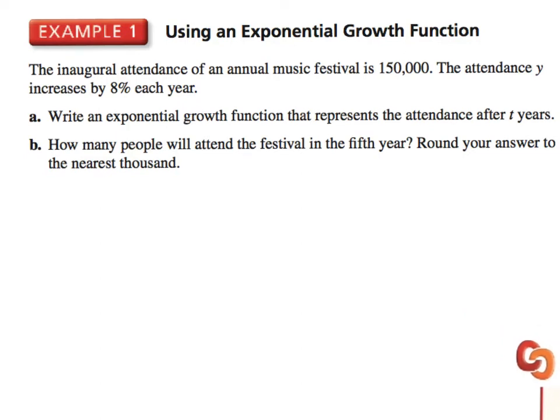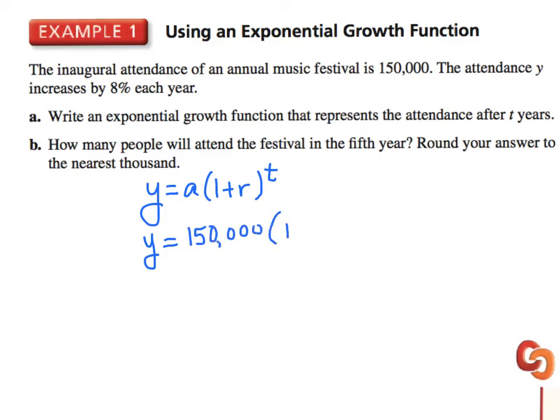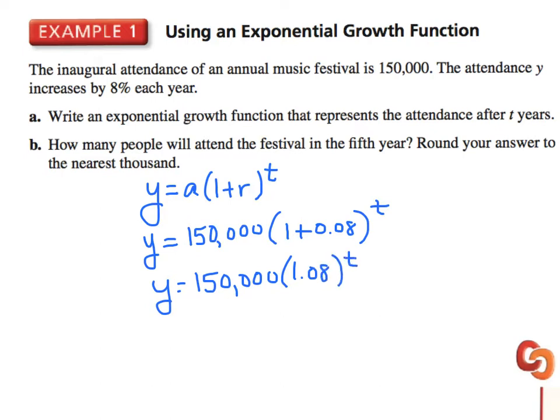So we're going to start with y equals a times 1 plus r to the t power. So y equals, what's your initial amount? It's 150,000 times 1 plus r. Well, your rate of growth is 8%, but 8% as a decimal would be 0.08. And t is time. We leave that alone. So we add this together, you get 150,000 times 1.08 to the t power.